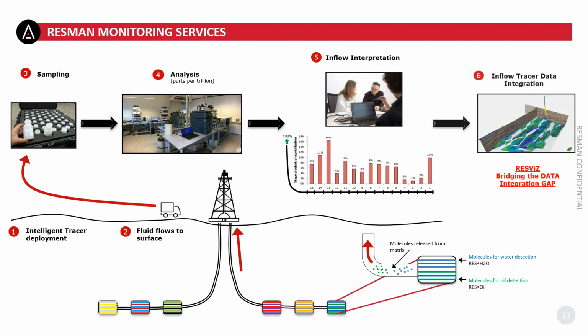Once that is done, we integrate that data into Petrel. We have a Petrel plugin available, called Resvis. So we can integrate that data into the Resvis plugin, and then you can easily see what your production rates were or what your contribution was at any point in time. And it captures the history for you.